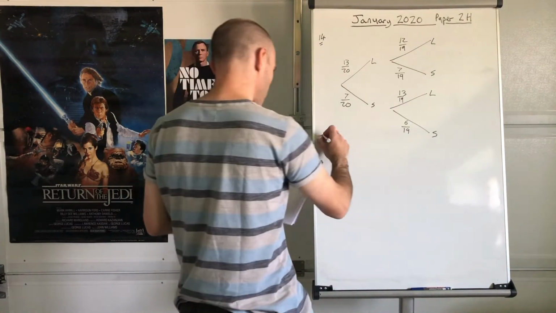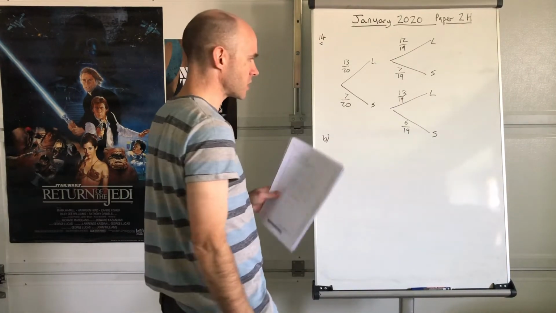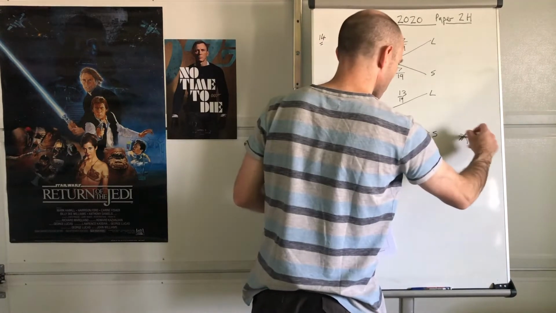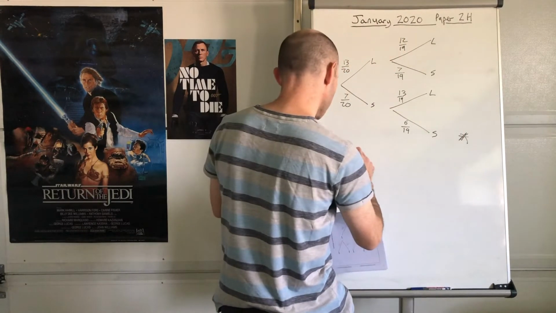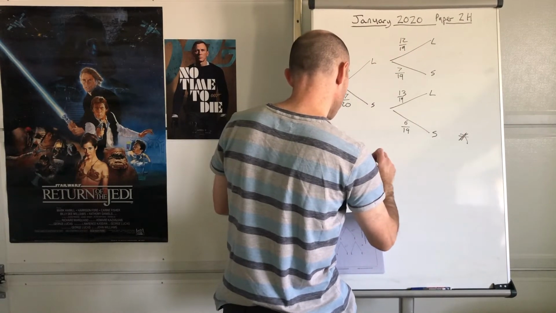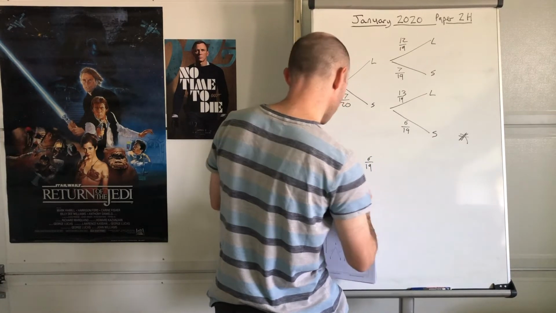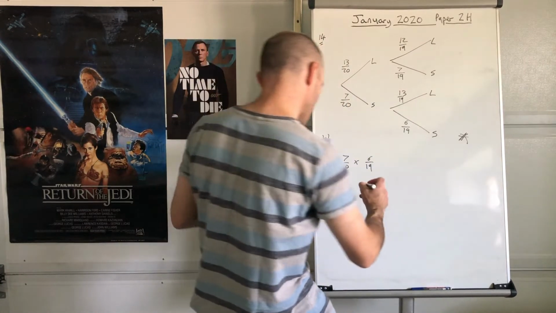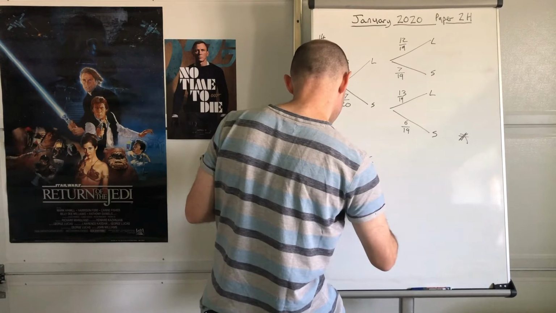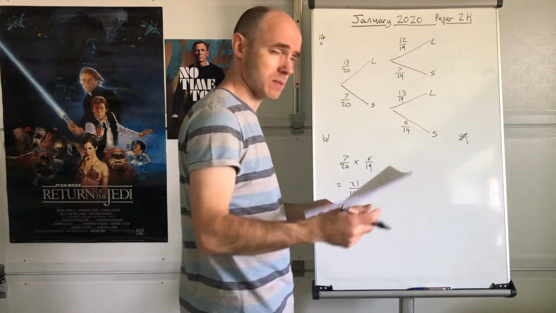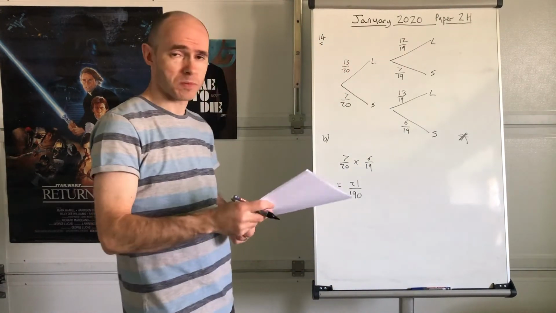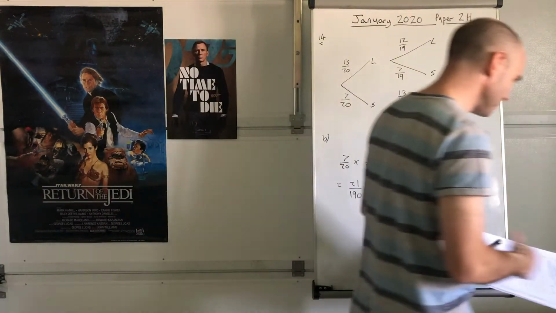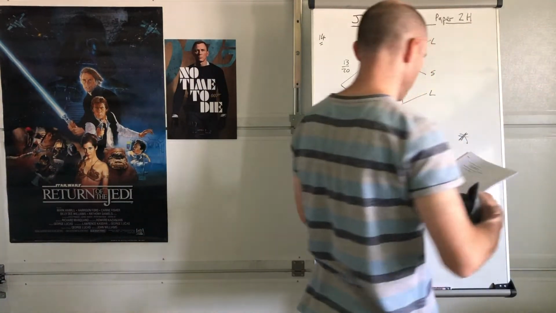Part B, probability that Roberto takes 2 small glasses, so there we go, small and small again. So 7/20 times 6/19 gives us our answer. That will be 21 over 190 when you simplify the fraction. Hopefully that was helpful to you. Let's move on to the next one.